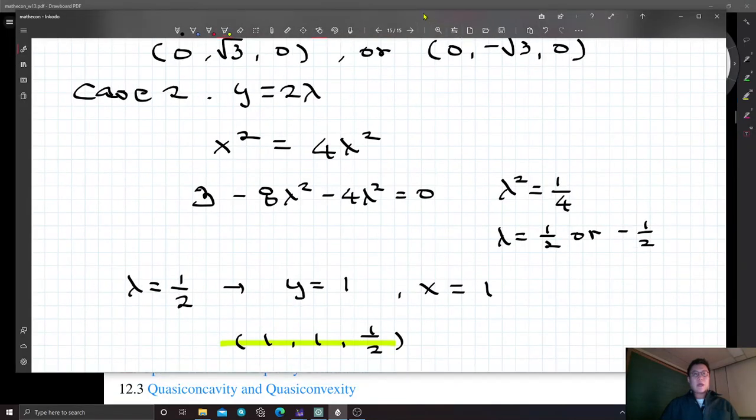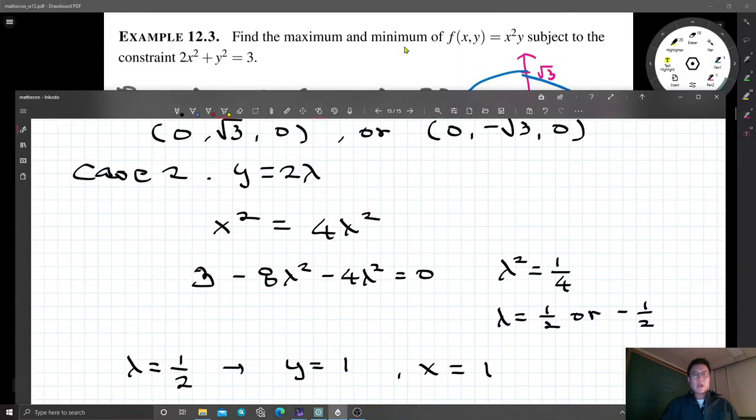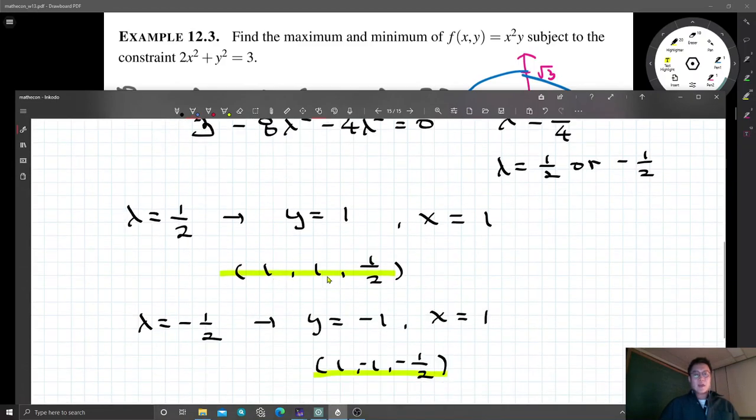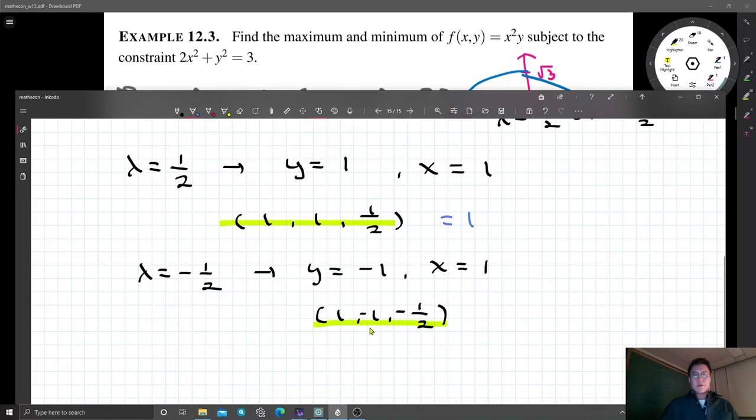All right, and then we evaluate the function x squared y at each stationary point. At the first stationary point, the function assumes 0. At the second, also 0, because x is 0. And at this stationary point, the function assumes 1. And at this point, -1.